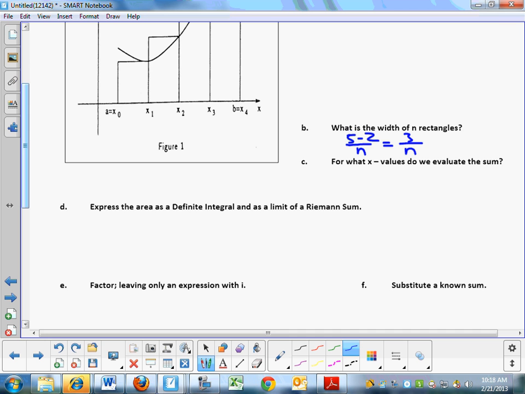Now here's the hard part. What I need to do is figure out the x sub i, what I plug in to evaluate the heights at the appropriate places. And what I do is I take my beginning value of the interval and I add on to that the width times i rectangles. So i is the number of rectangles that tells me how many widths I move over in order to evaluate it. So what's the beginning spot of our interval? 2 plus, very good, 3i over n.